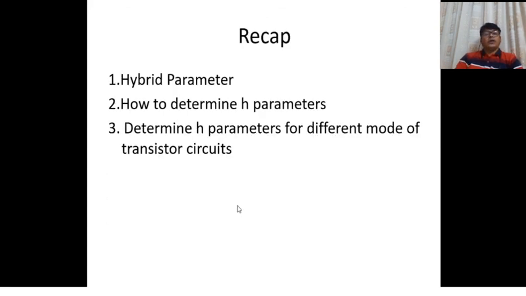Now in this way you can calculate the 4 parameters by using common emitter mode. So what you have learned in this session: what do you mean by hybrid parameters, how to determine H parameters, and by using the CE configuration how to calculate the H parameters. Okay, thank you.